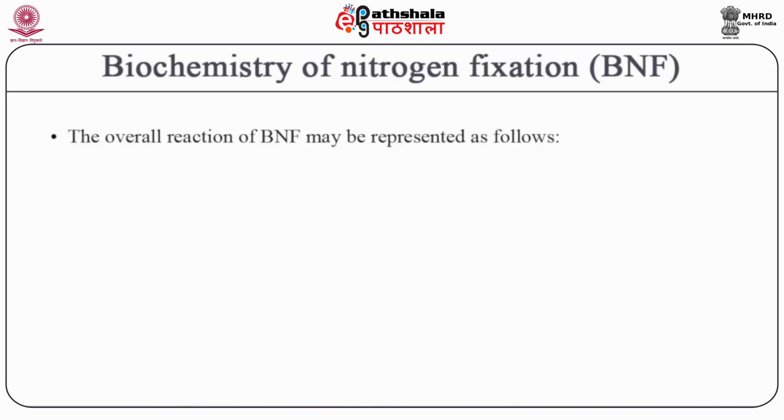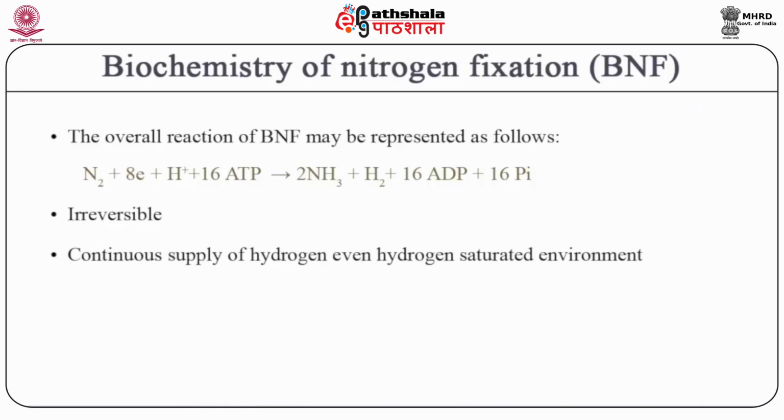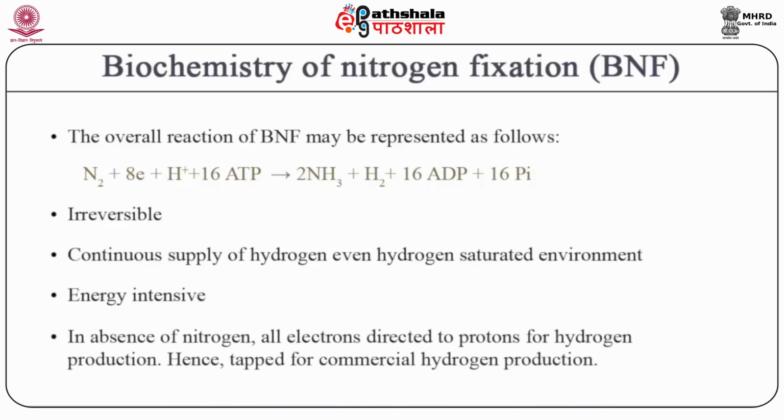One molecule of hydrogen and two molecules of ammonia are formed by the molybdenum nitrogenase catalyzed reaction at the expense of 16 moles of ATP. This reaction is irreversible and can provide a continuous supply of hydrogen even under an atmosphere of 100% hydrogen. This process consumes large amounts of energy in the form of ATP molecules. ATP is regenerated by photophosphorylation. Hydrogen production on a commercial scale has been done using this enzyme, as in the absence of nitrogen, all the electrons are used in the hydrogen production.